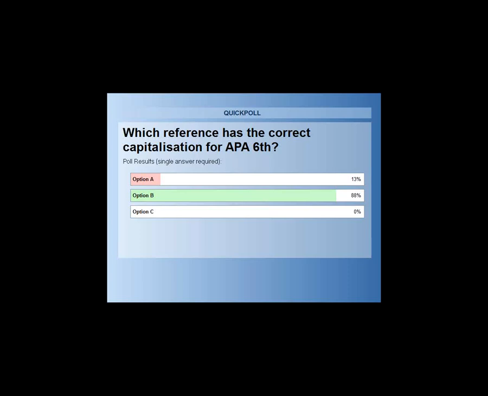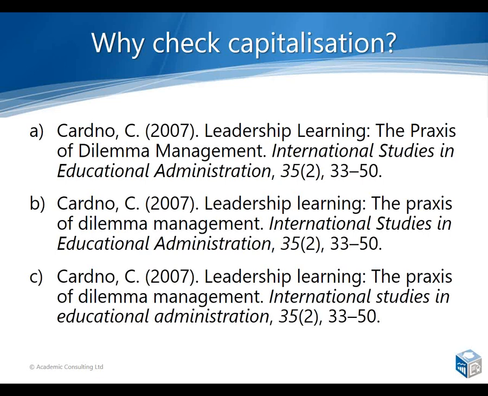Now, not everyone attending today will be an APA user, so you'll need to go away and look up how capitalisation needs to be entered for your own referencing style. If you can't find information for your style, my suggestion is that you just make sure you're consistent. When examiners and editors are looking over reference lists, the thing they are looking for is consistency.